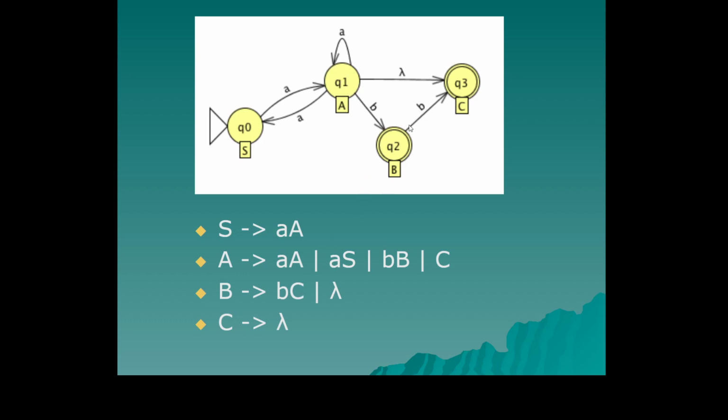For our B state, what are the out arcs? We have one out arc, which is a lowercase b that gets us to C. It's also important that this state is a final state, an acceptor state, and so we add a lambda as an option. And then for state C, we add a lambda as an option. So these grammar rules will produce the exact same language as this automata. It's as simple as converting and figuring out where the out arcs are and how to write them out.